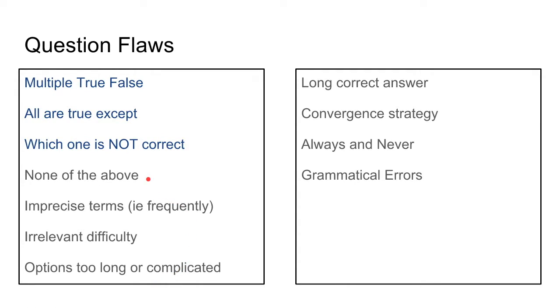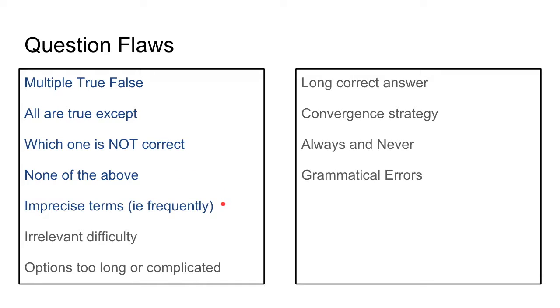So next we'll talk about none of the above. When you have none of the above, that's very annoying for students because then they're questioning whether any of this is true or not, and it's not really good for learning. So no use of none of the above. It's also multiple true-false, just like these, because you have to know if all of these are true or if just one of them is true.